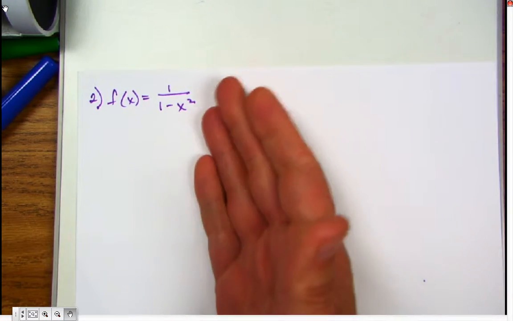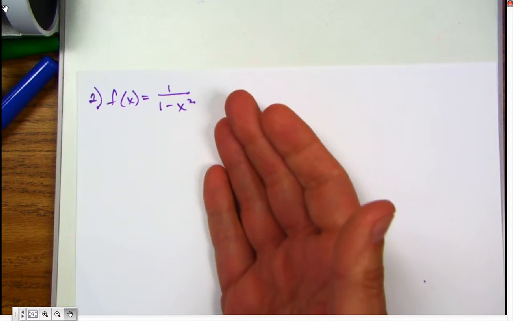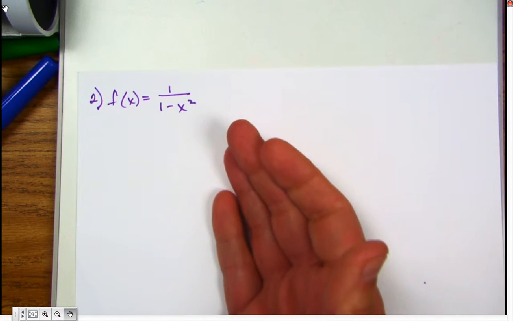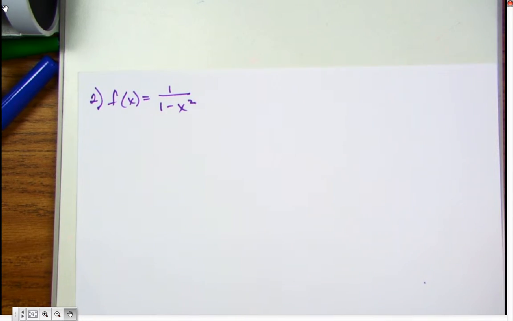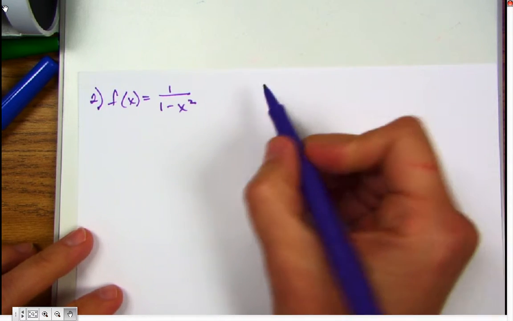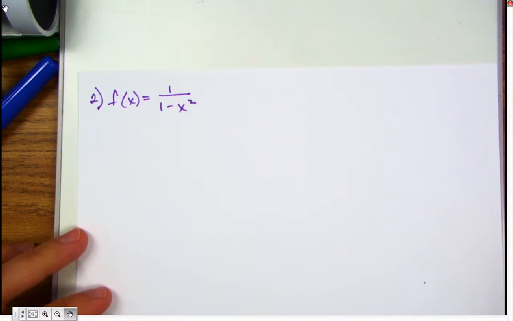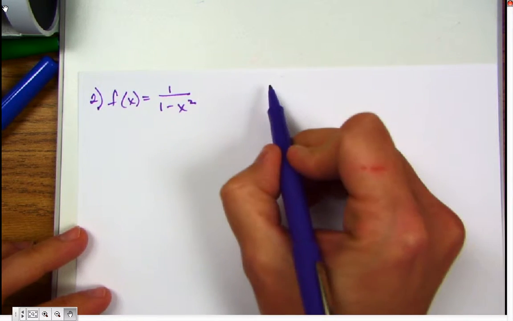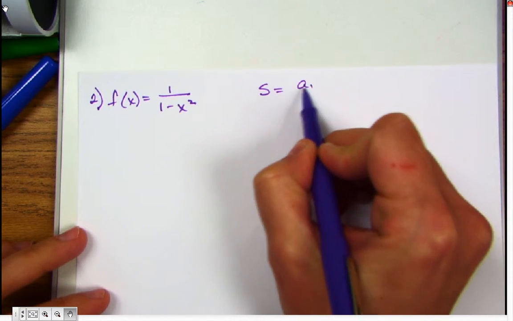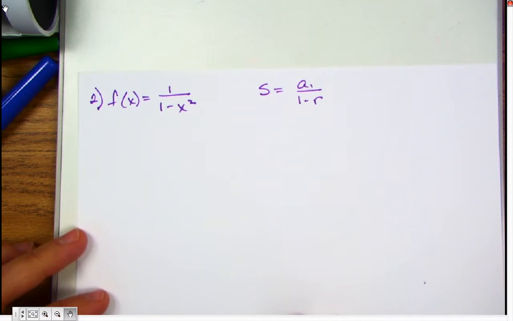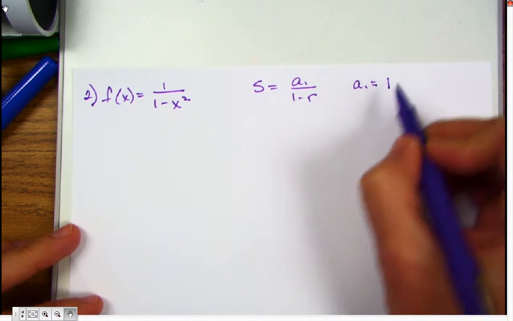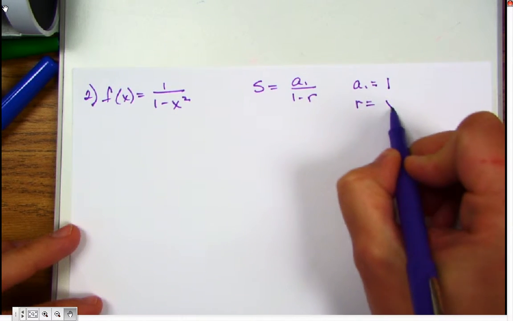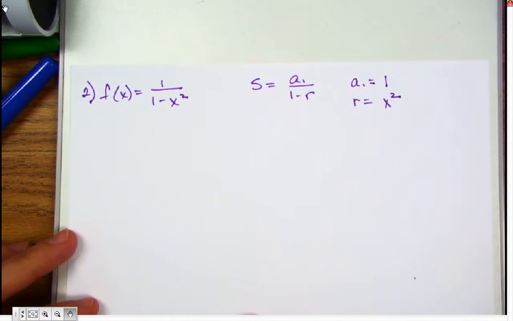Reduce it. Look at the series. Okay, so you come to this problem and you look at it and you say to yourself, that looks a whole lot like a geometric series, or the sum of a geometric series. So I know that the sum is equal to a sub 1 over 1 minus r. In this particular case, a sub 1 is 1, r is x squared.